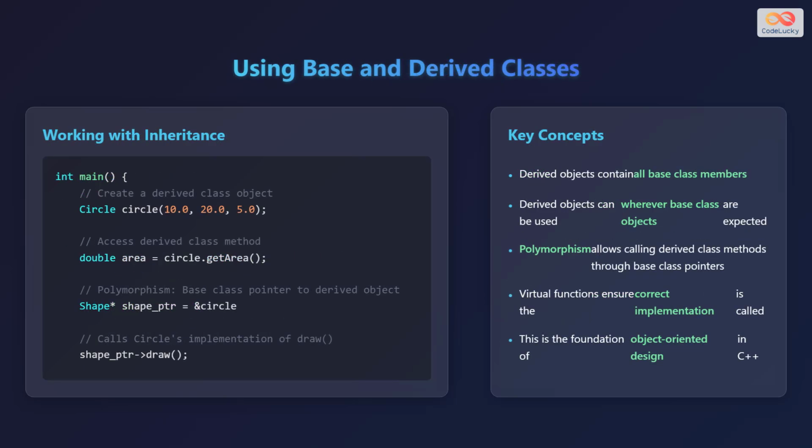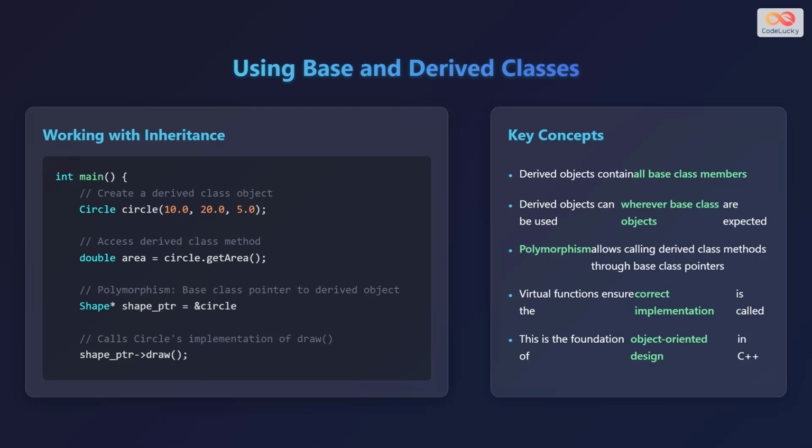In the main function, we create a derived class object, circle, with the specified x, y, and radius. We access the derived class method getArea to calculate the area of the circle. We also demonstrate polymorphism by using a base class pointer shape ptr to point to the derived object, circle. When we call shape ptr draw, it calls the circle implementation of the draw function.